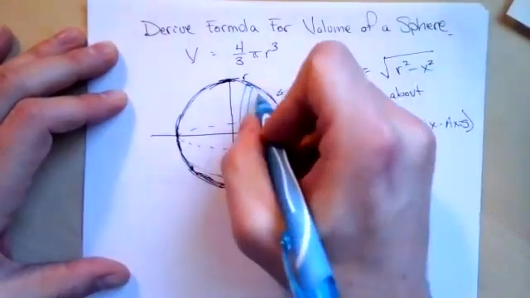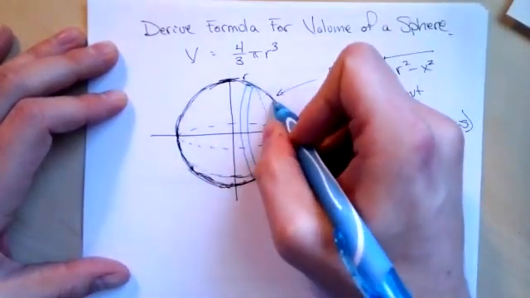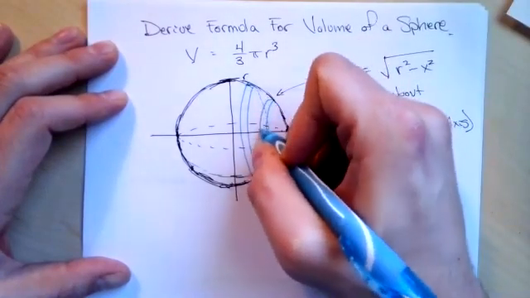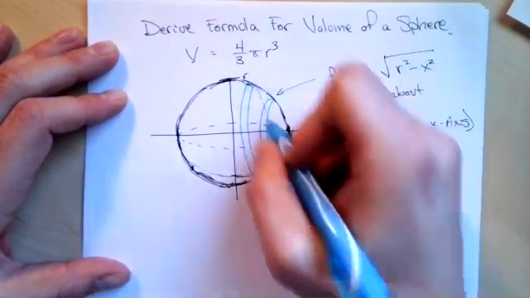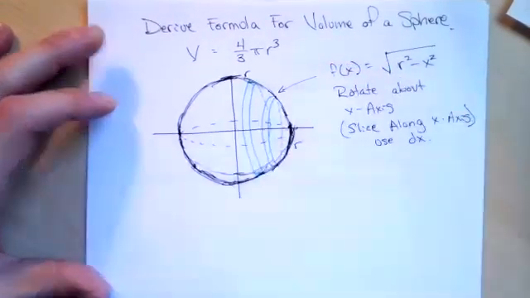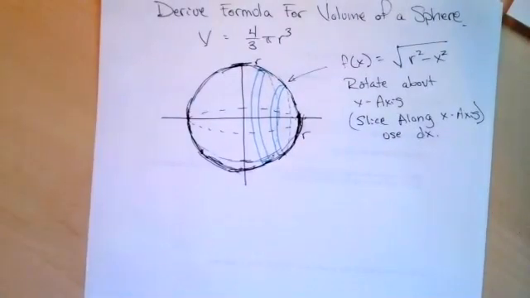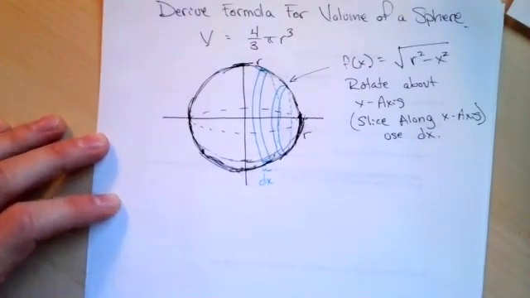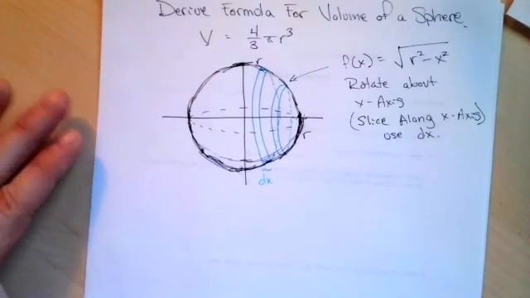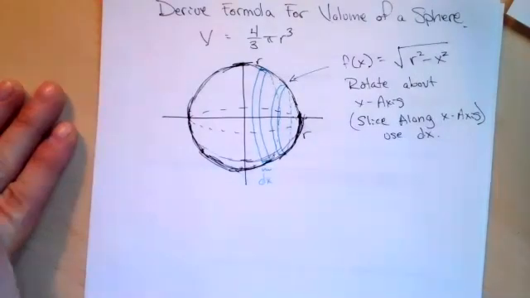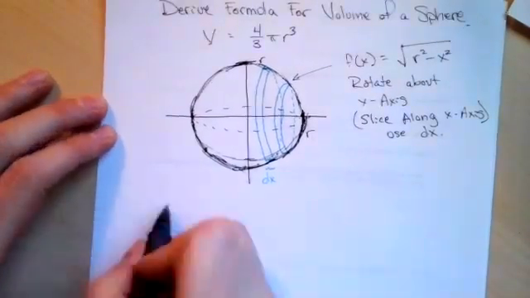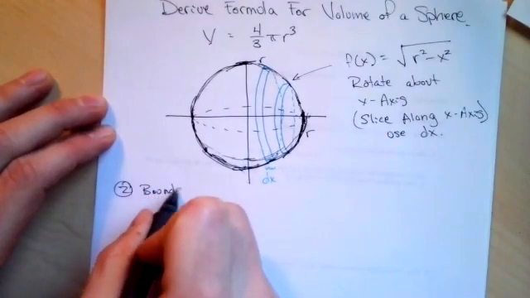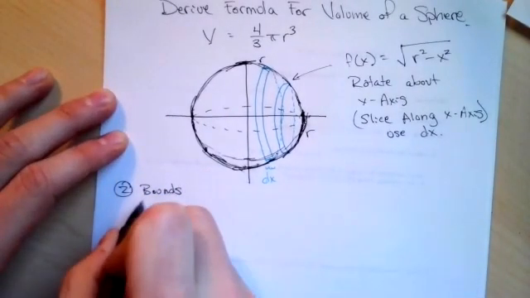And of course, as we slice, they're going to get smaller as we get closer to our endpoints. Our width is dx. As we can see from our visual now, what are the bounds? The bounds are always where the slices lie.